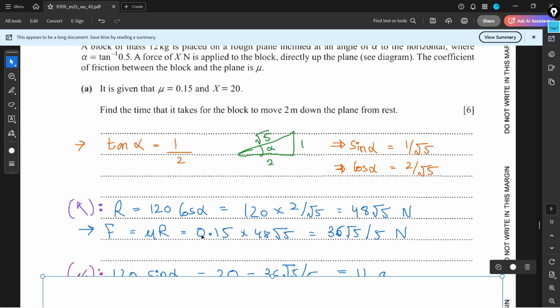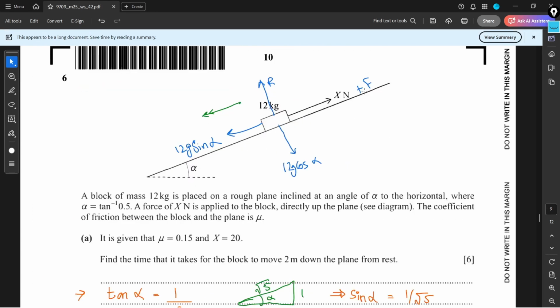Now, once I have the value of R, I can also find the value of the friction force, which is simply given by mu R. The mu that I'm supposed to use is 0.15. The value of R that I've just figured out is 48 root 5. And therefore, I can say that the friction force over here is going to be 36 root 5 over 5 newtons. And now that I know the value of this friction force, the value of x is 20 newtons, and I also know the force in the downward direction.